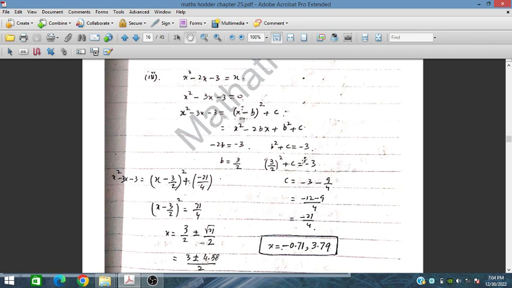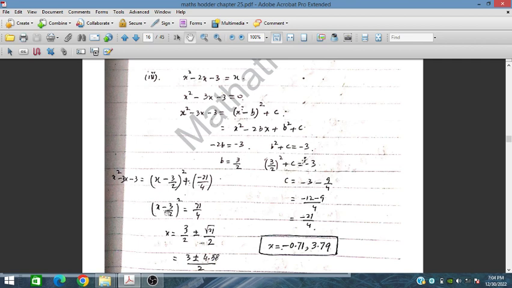So this is x square minus 2b, and opening this we have this, and by equating it we have obtained b is equal to 3 upon 2 and c is equal to minus 21 upon 4. So this can be written as x minus b whole square plus c, and we have obtained b is equal to 3 upon 2, and c as minus 21 upon 4. So this equation is equal to this, and this is equal to 0.